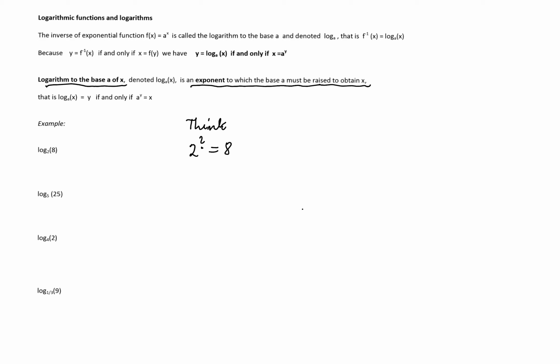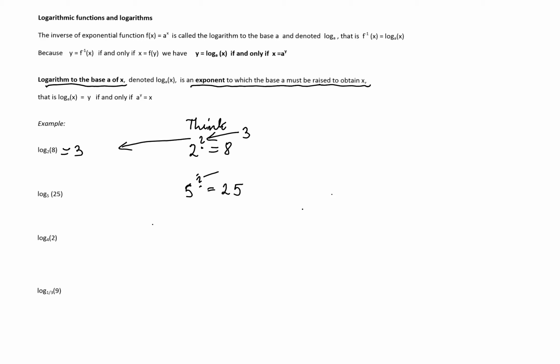The first logarithm is logarithm to the base 2 of 8. Now, to find the value of that logarithm, we have to think: to what exponent should I raise the base 2 to get 8? And quickly we can answer that question: that exponent is 3. And if I know the exponent to which I need to raise 2 to get 8, I know the logarithm. So logarithm to the base 2 of 8 is 3.